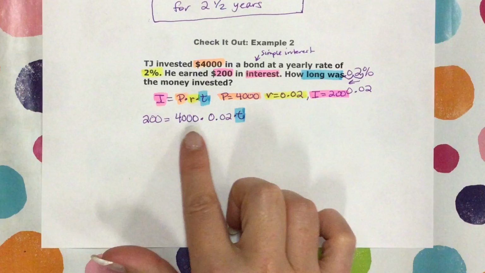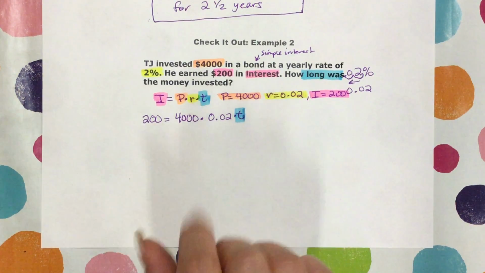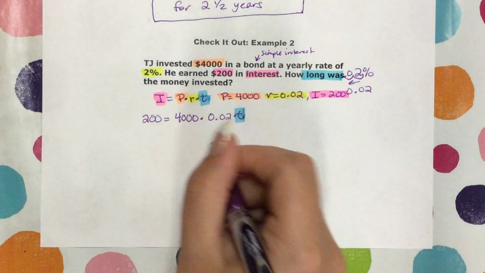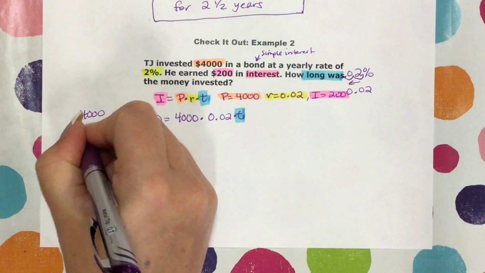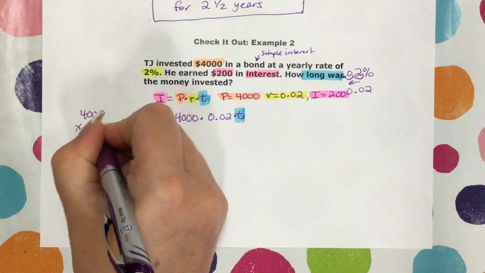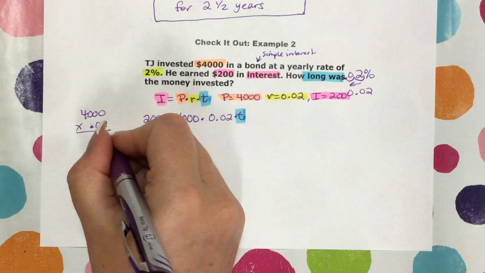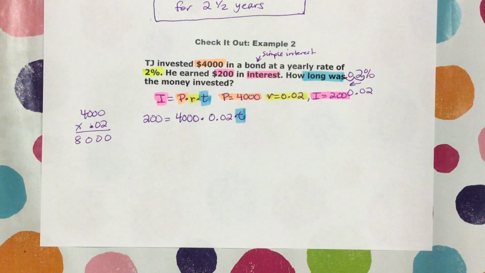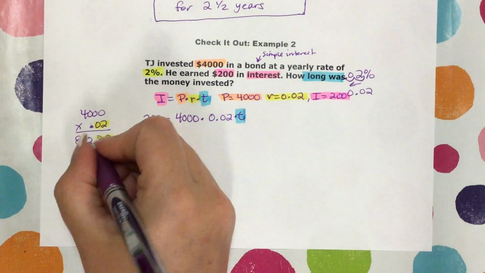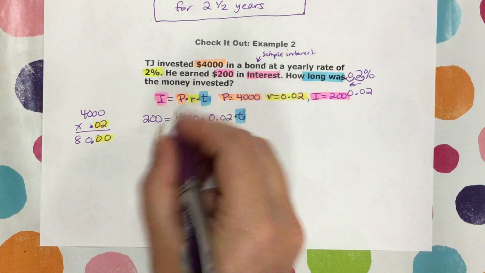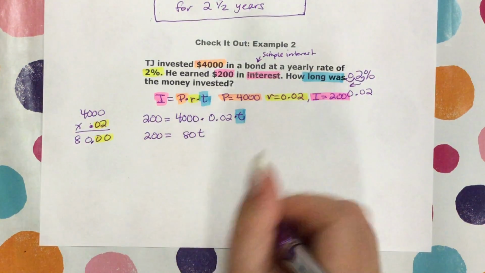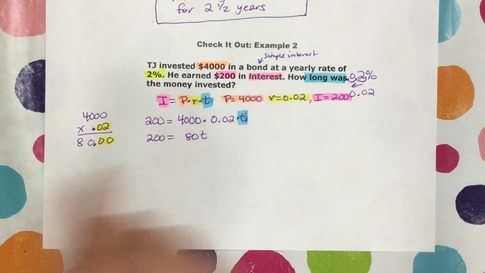To do that, first we have to simplify this side of the equation by multiplying 4,000 times 0.02. So I can do that off to the side. 4,000 times 0.02. 2 times 0 is 0, 2 times 0 is 0, 2 times 0 is 0, 2 times 4 is 8. There are 2 decimal places, so that means my answer is going to have 2 decimal places. So these 2 together equal $80. So we have 80T.